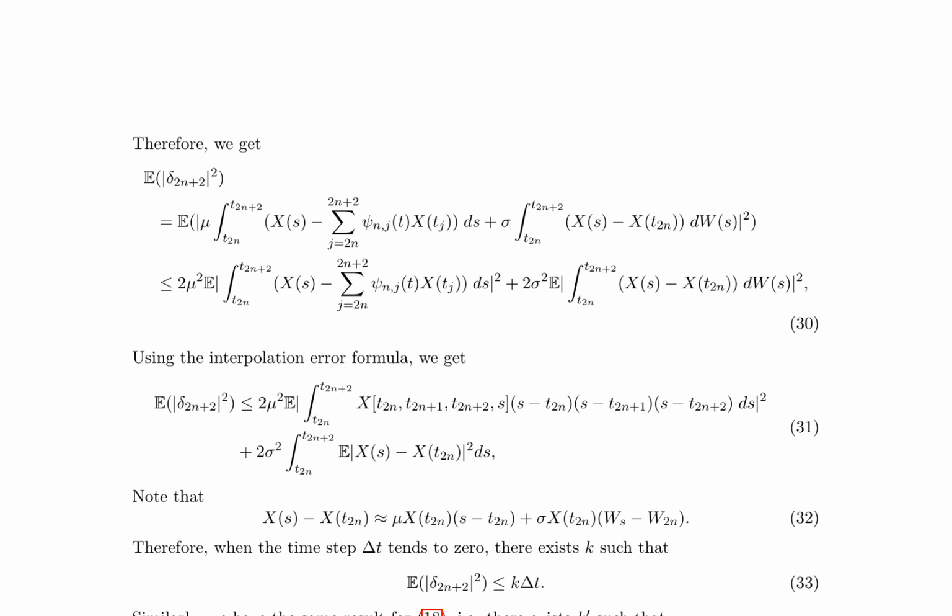The first term is bounded using the interpolation error formula, resulting in equation 31. The second term is approximated using the Taylor expansion of x around t2n, as shown in equation 32. Taking the limit as the time step increment t tends to 0, the authors prove that the mean square error delta 2n plus 2 is bounded by k increment t, where k is a constant, thus establishing the consistency of the proposed scheme in the mean square sense.